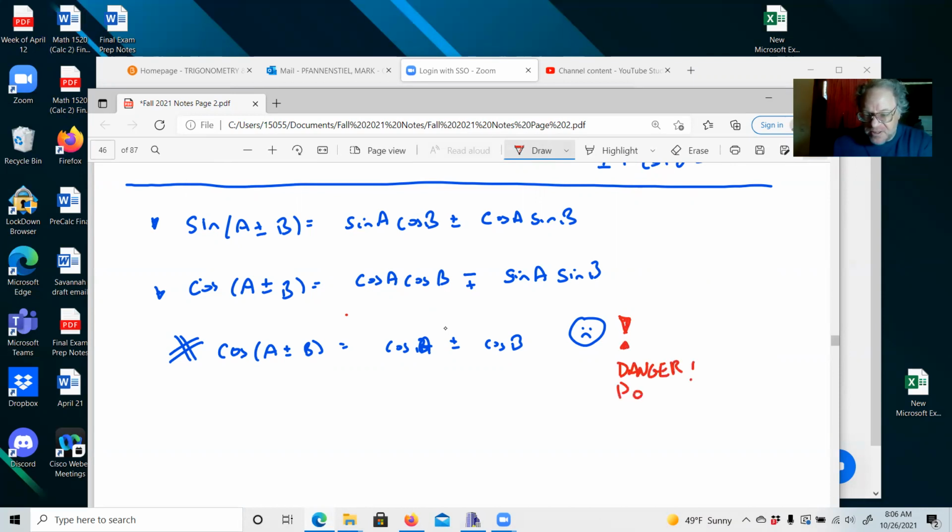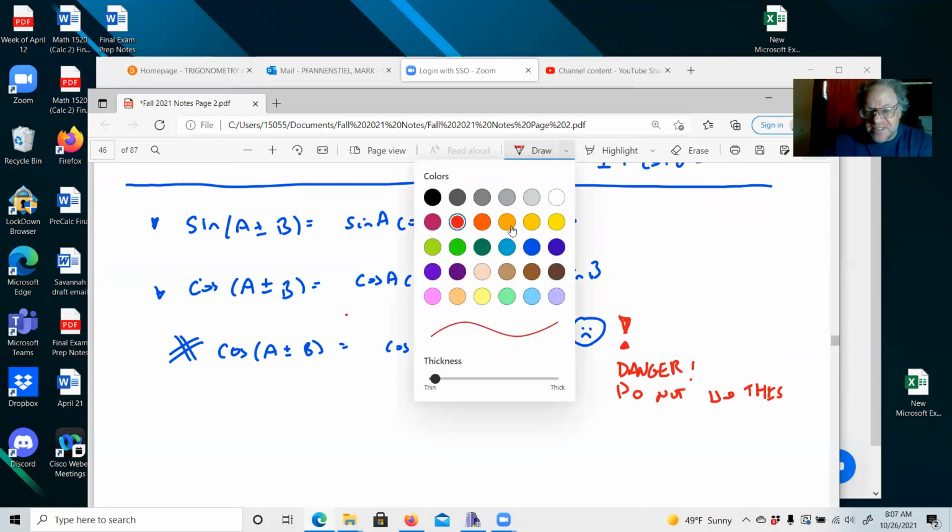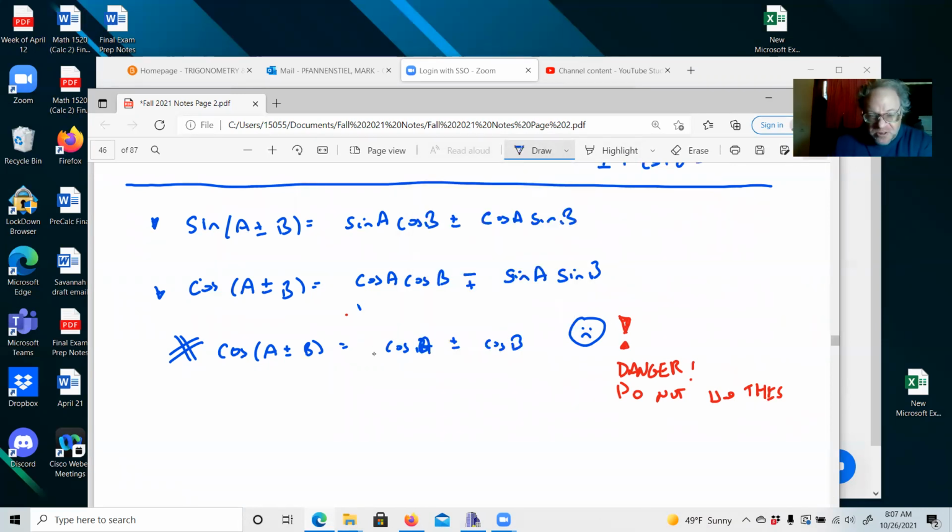Do not do this. Okay, it's the same kind of thing of people wanting to take logarithms and distribute those. So if you're still thinking, oh, this will work, you're not going to get very many points on this problem. So again, no, stay away from this. Don't ever do this.